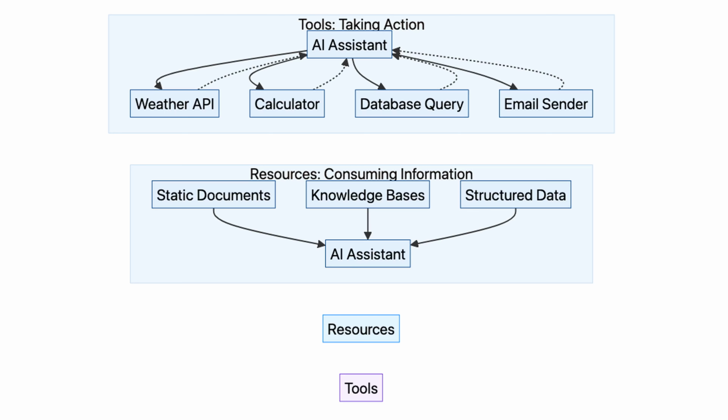Exactly. That's the perfect way to think about it. Resources are about the AI consuming information, but tools are about the AI taking action. It's like, imagine if you were talking to a friend who could only recall facts they've memorized versus that same friend suddenly being able to check their phone, make calculations, or send messages on your behalf. It's a completely different level of capability.